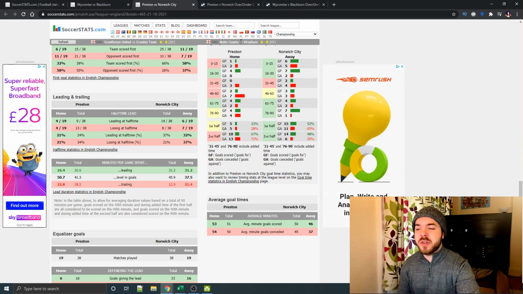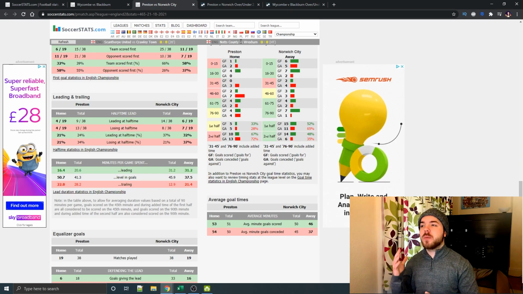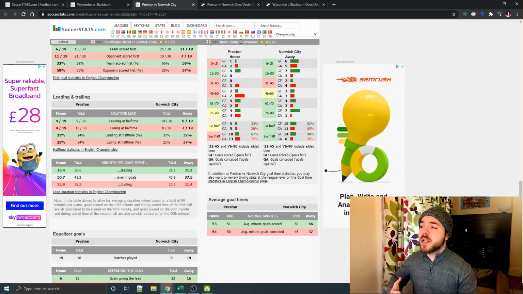But it's definitely not suited for the under 2.5. Whether or not you then want to look into it in a bit more detail and say, actually, it's been an international break, some of Norwich's players will be tired, they might not be fully fit, they're probably going to want to just get through the first half and not have anything go on.